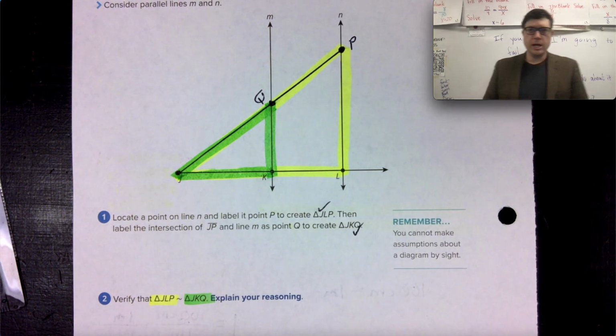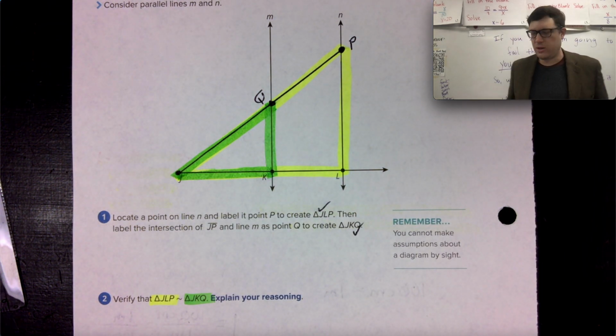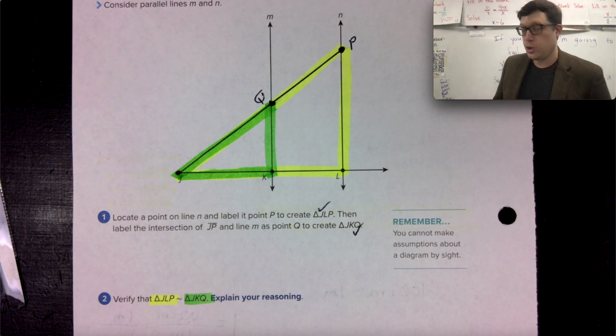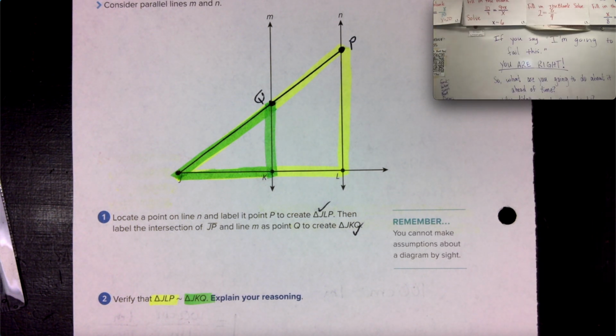Now, next up, what we want to do is verify they're similar. And you know what the easiest way actually is? To use tracing paper. So I'll be back to grab some of that.